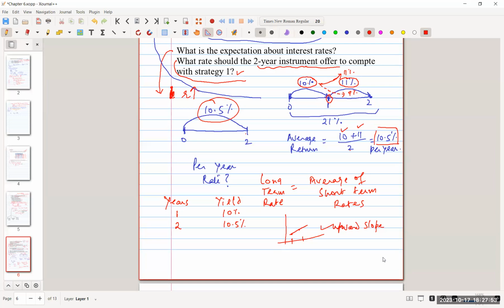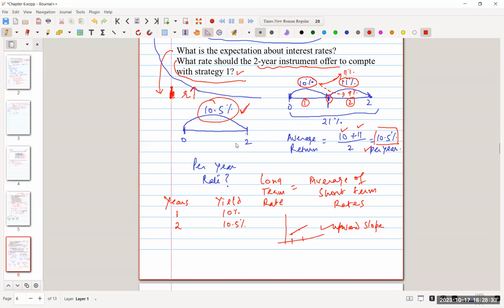We have also seen that a series of short-term financial instruments, like in the first strategy, had a first one in the series and a second one in the series. The return provided by a series of short-term instruments is the same as that of the long-term instrument, because if you take an average of these two, 10.5, this must be the return here as well, so that both are at par. Because at the end of the day, both of them are 2-year investments only.